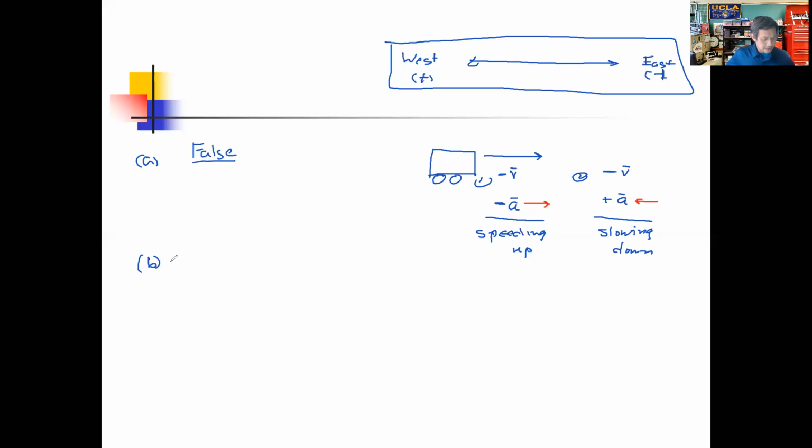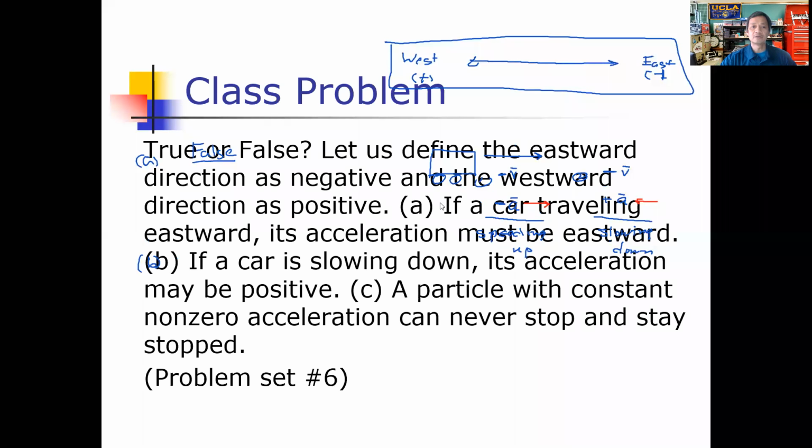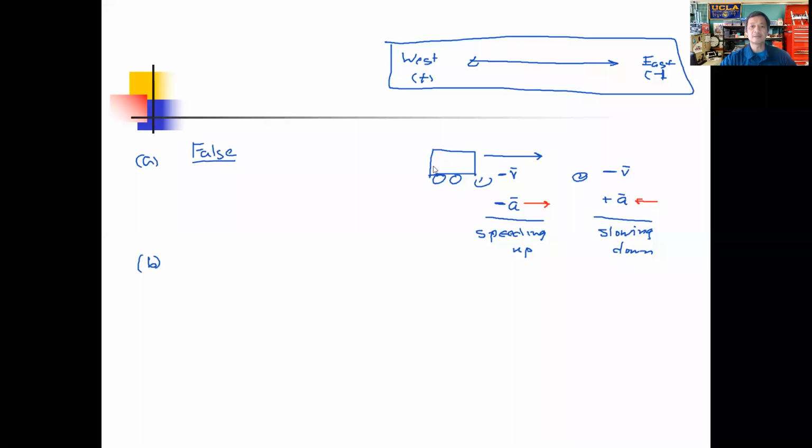Let's go ahead then and take a look at the next statement. And I'm sorry, I'm going to flip back to the previous slide so I get on my notes here. Car slowing down, its acceleration must be positive. Okay, so let's go ahead and take a look at that statement. Let's go ahead and draw our car here.